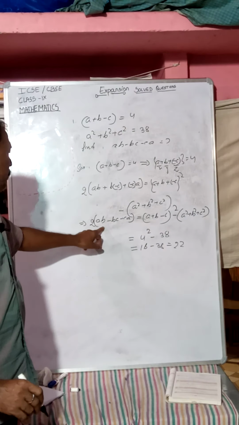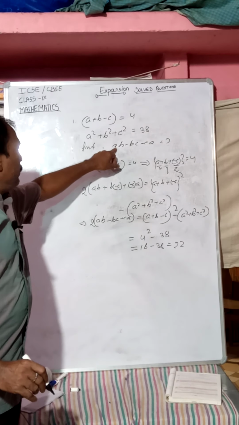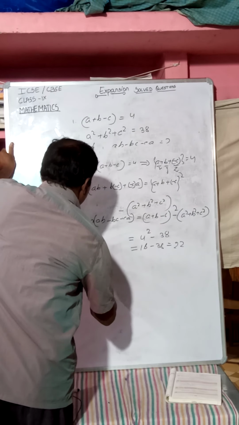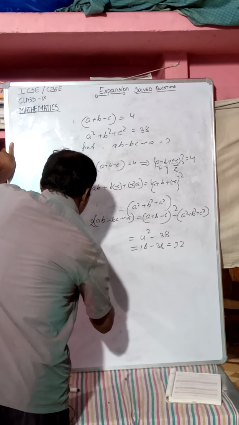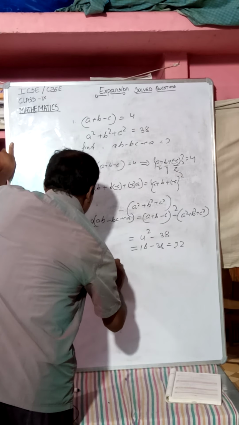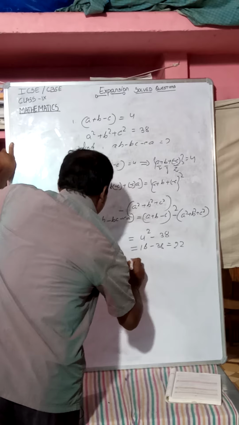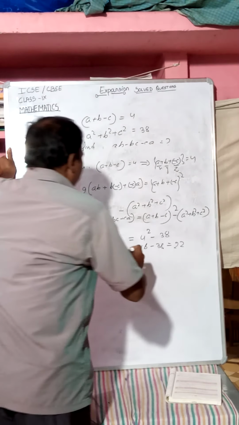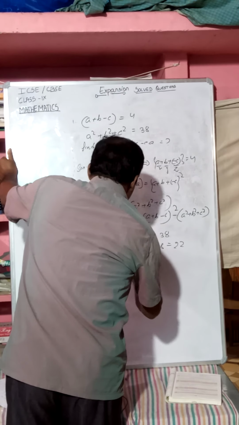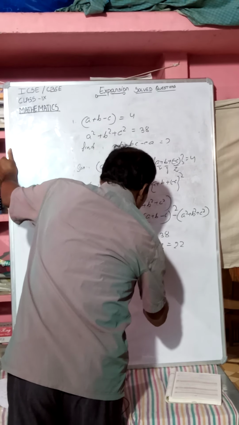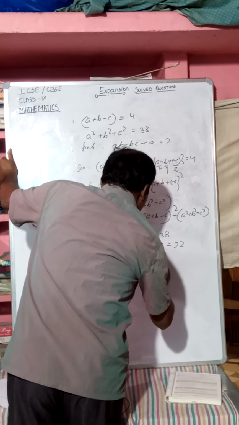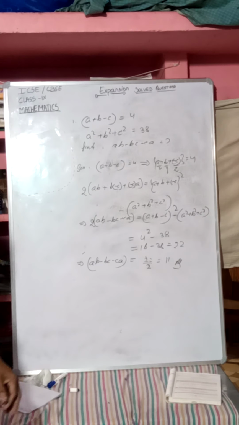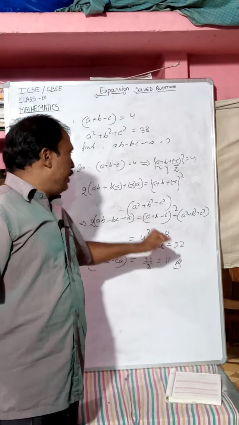So 2 into (ab minus bc minus ca), we have to find out ab minus bc minus ca, implies that ab minus bc minus ca is equal to 22 over 2. On the left side 2 is multiplied, so the right side will be divided by 2. 22 upon 2 is equal to 11. So our answer is 11. ab minus bc minus ca is equal to 11.